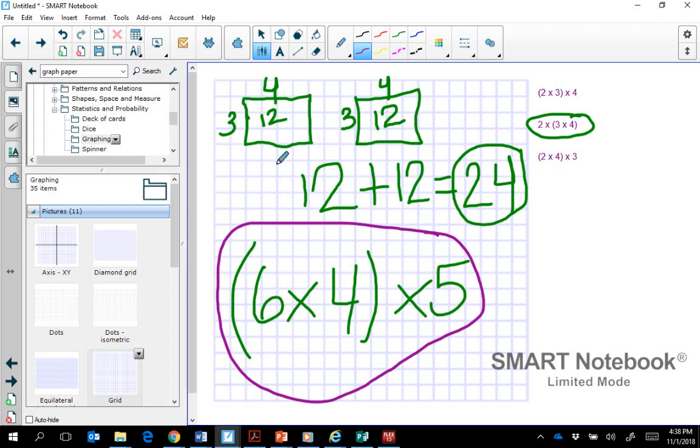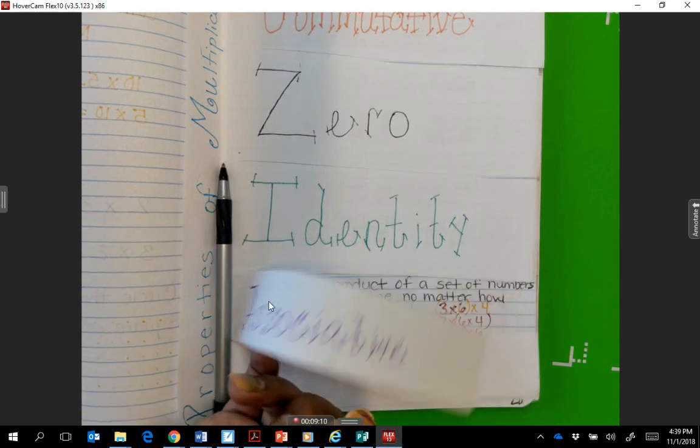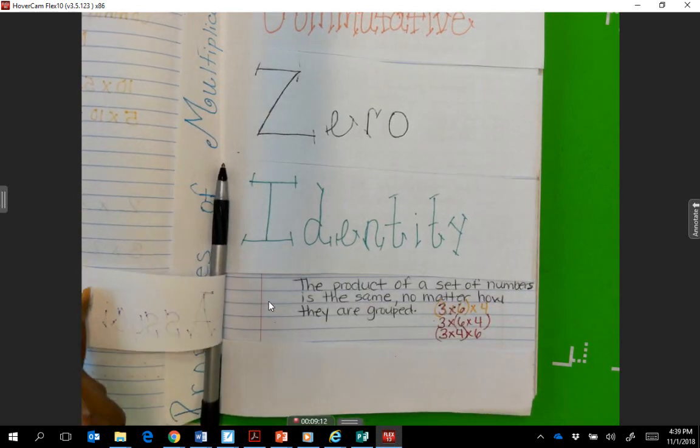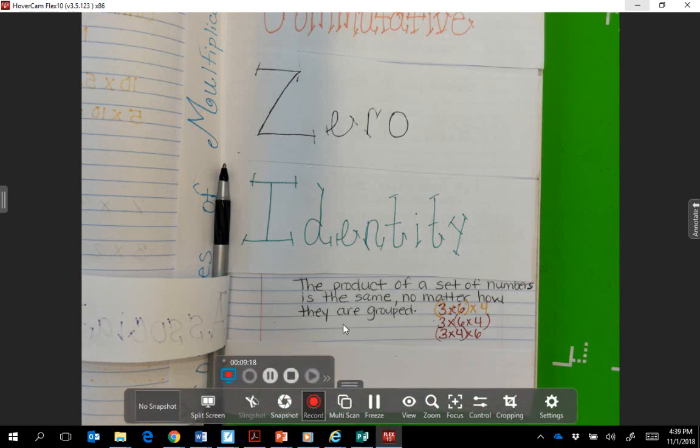So please let me know if you have any questions. Again, this is the associative property, which says the product of a set of numbers is the same no matter how they are grouped. So boys and girls, please let me know. Check the resources folder. I'm going to put a printable copy of the graph paper in there for you.